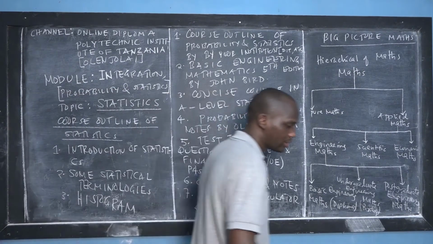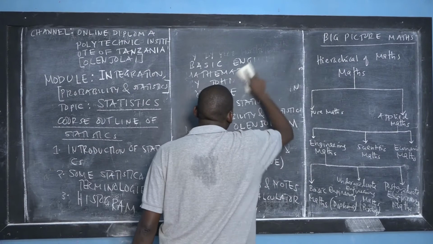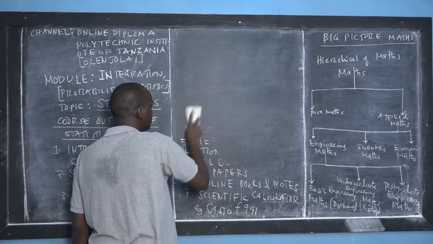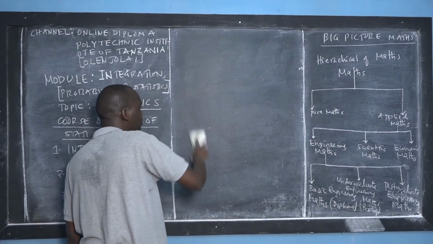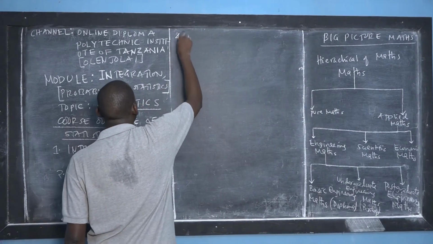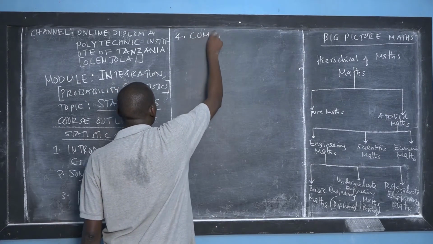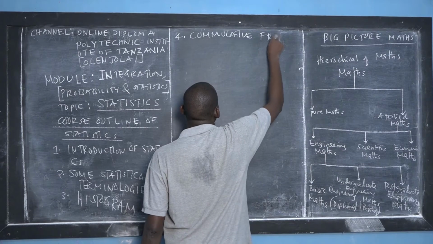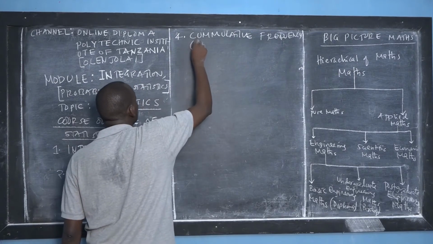And then, according to the sub-enabling outcomes of this module, recommended by NATO, or accredited by NATO, to be learned by the diploma students, I believe you are enjoying the beauty of statistics and probability before I even start teaching you. Okay? The first subtopic of this main topic of statistics, I'll be teaching you about cumulative frequency. Okay, cumulative frequency, in other books, we call it OGIVE.